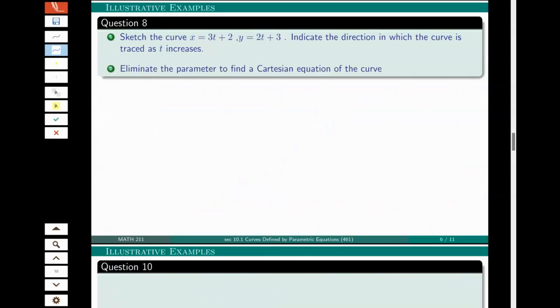Now here it says eliminate the parameter to find the Cartesian curve. We can solve from equation 1 and we get the value of t. We have x equal to 3t plus 2. So that will mean x minus 2 is equal to 3t, and we divide now by 3. So we get the value of t is equal to x minus 2 over 3.